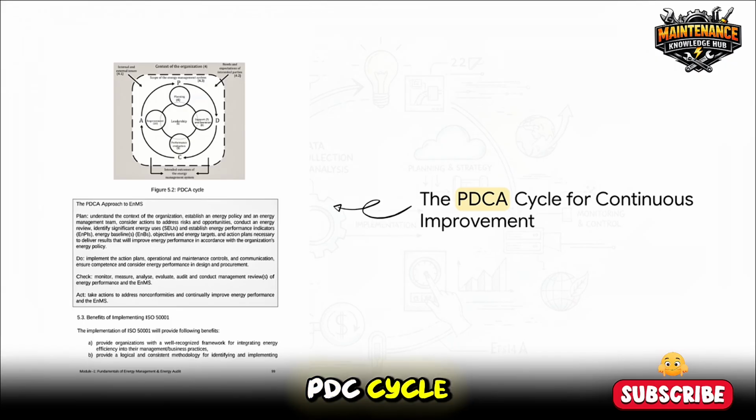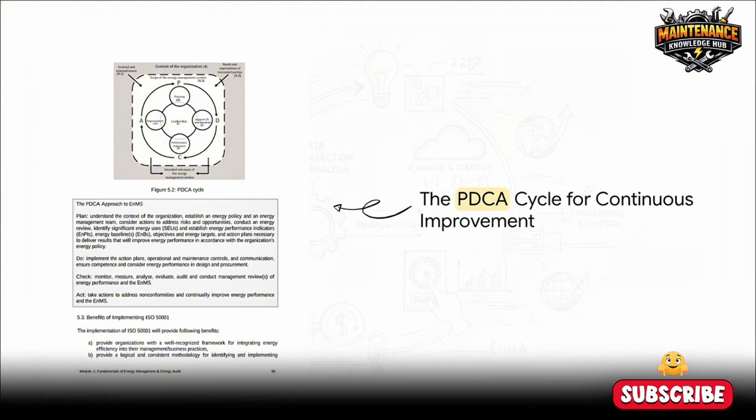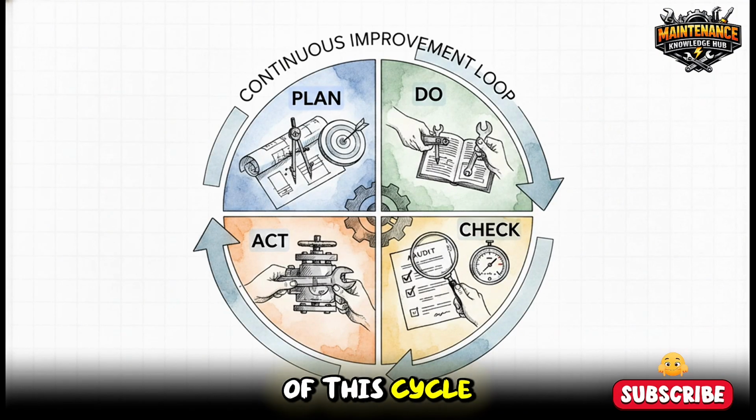This is the PDCA cycle, which is essentially the beating heart of ISO 50001. It takes energy management from a one-time check-the-box audit and turns it into a continuous, ever-improving loop integrated directly into day-to-day business operations. The 4 pillars of this cycle are rapid and relentless.